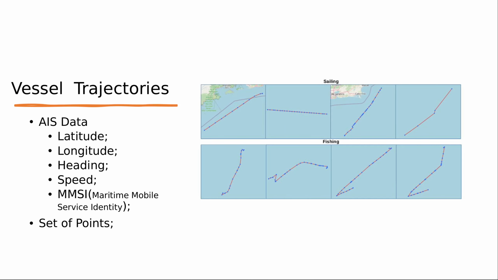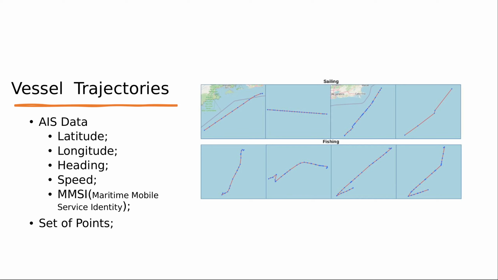Before talking about trajectories, I need to talk about what AIS is. AIS stands for Automatic Identification System. It is equipment installed on the vessel that automatically reports the ship's identity and location. Other receivers can receive the signal up to 20 nautical miles away.